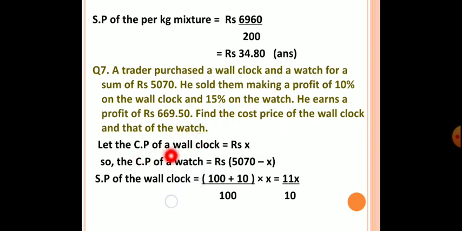So let us assume that the cost price of the wall clock is rupees X. So what is the cost price of the watch? That is 5070 minus X rupees. So the selling price of the wall clock, as mentioned, there was a 10% profit. So (100 plus gain percent) divided by 100 into cost price. So (100 plus 10) divided by 100 into X, which is equal to 11x by 10.